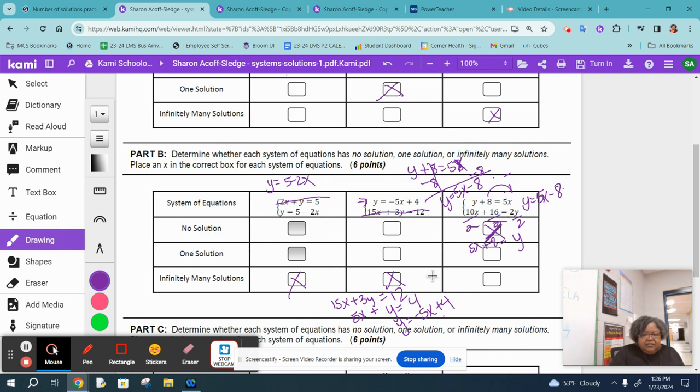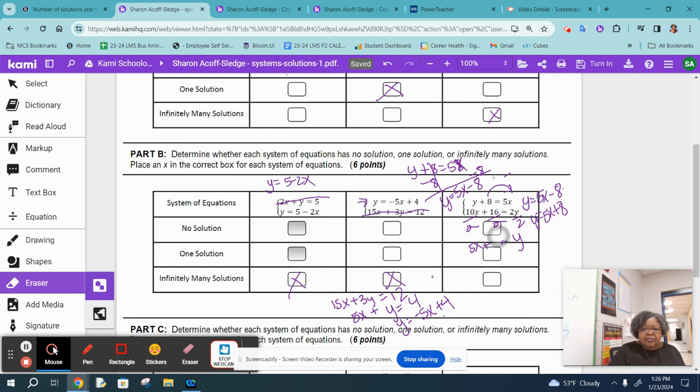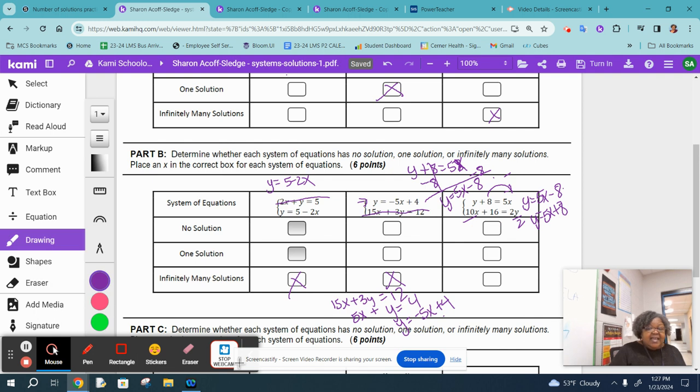No solution. And it might help if I wrote y equals 5x plus 8, and then I wrote this like this, y equals like this. Now you see, now it has the same slope, but the different y-intercepts. Even though one is positive and one is negative, those are not the same. So that's a no solution.